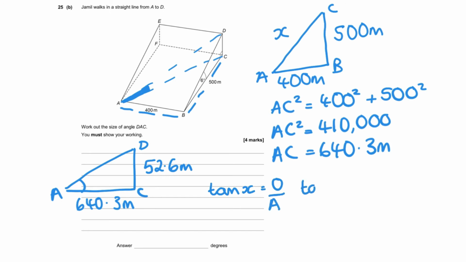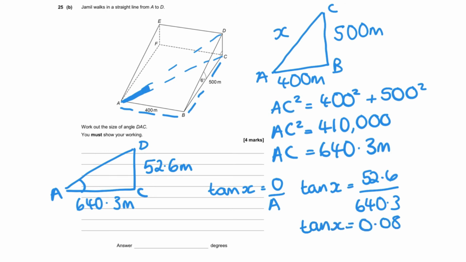So we want tan x is equal to 52.6 divided by 640.3. So using our calculator, tan x is equal to 0.0821. So the angle is equal to 4.7 degrees. So we can pop that down there as our answer.